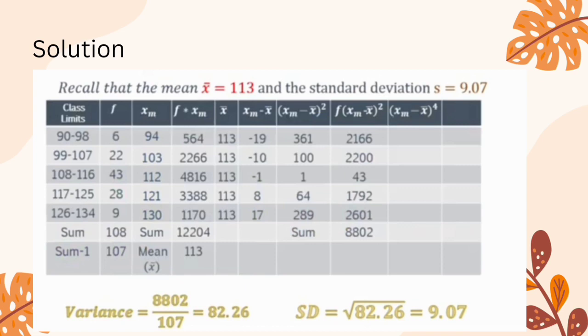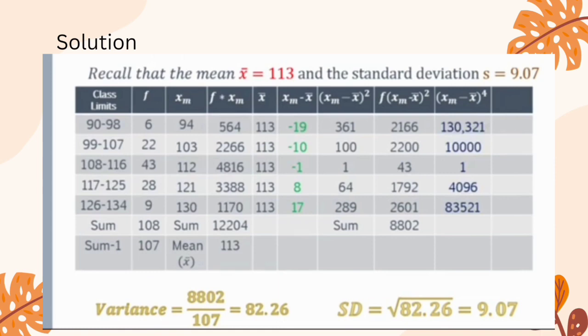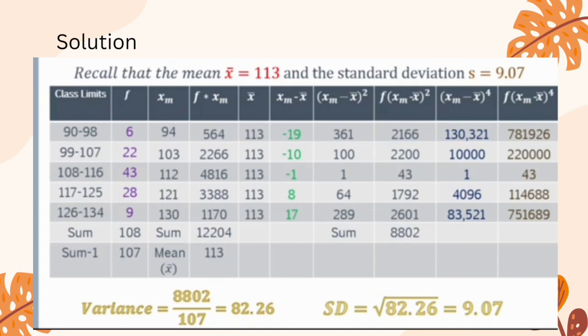So I'll put a color coding on it. The green one is for our value, and let's raise it to its fourth power. So first, negative 19 to the fourth power is 130,321. And so on and so forth for the rest of the values. And now we have to multiply it by its frequency. That will be in another column.